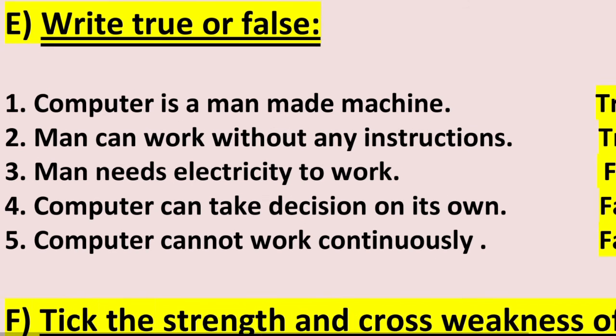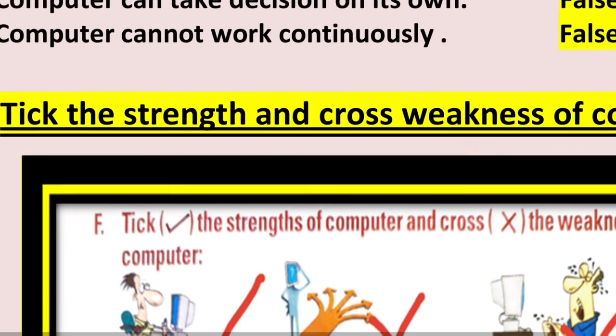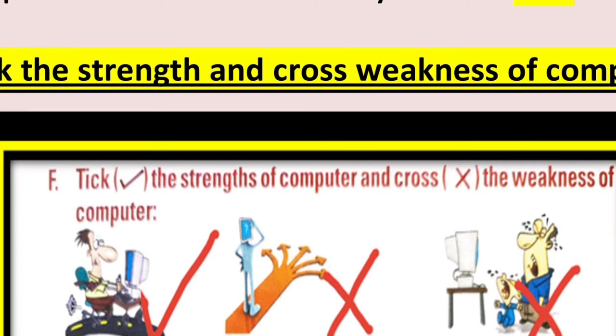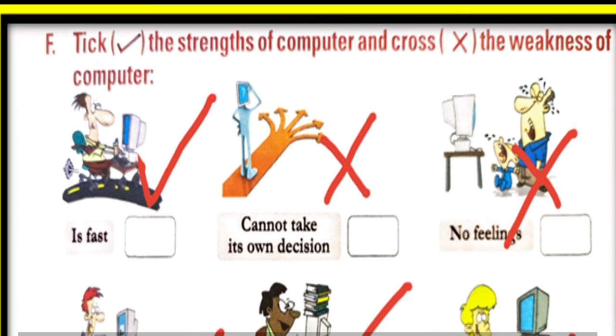Okay? Now come to the F part. Tick the strengths and cross the weaknesses of computer. Dear students, in the F part, you have to tick the strength of computer. Strength means the quality of computer, which the computer can do very well. And you have to cross the weakness. Weakness means which computer cannot do. Okay, first one is fast. That is correct, because computer is very fast. It is the strength. So tick it.